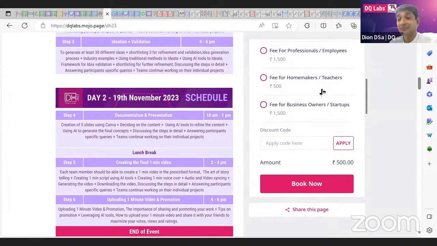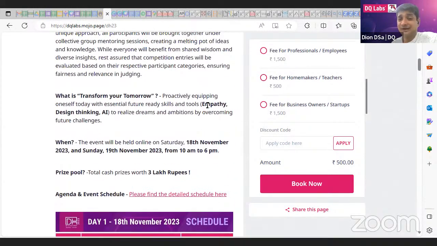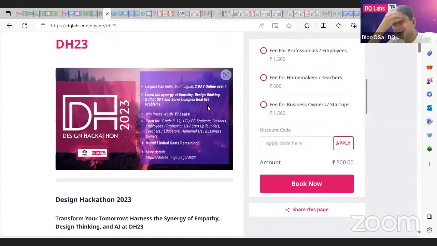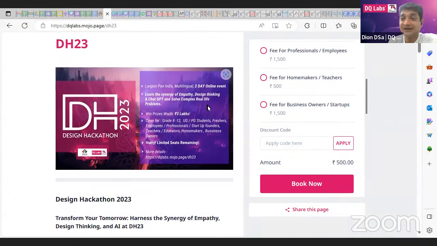Homemakers and teachers. Please tell your teachers to participate as well, and your parents. They could participate as homemakers, professionals, employees, or business owners. So this is for everyone. We'd be very happy if your parents and extended family could participate as well. If you have elder brothers or younger siblings, let them participate too. It'll be a good, fun Sunday and weekend activity.